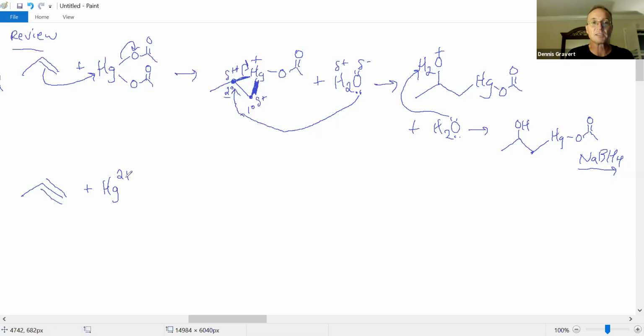I'm just going to put Hg2+. And it could be attached to the sulfate, whatever you want to do. But one pi bond connects to the mercury and it doesn't form a triangle. It does not form this. I have to think about that a little bit.